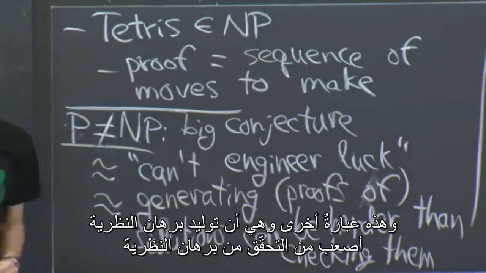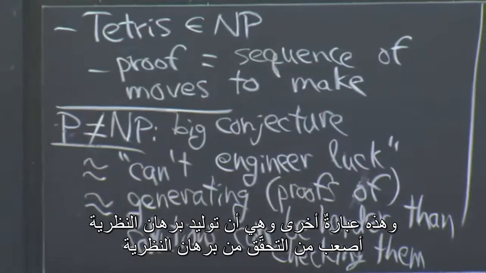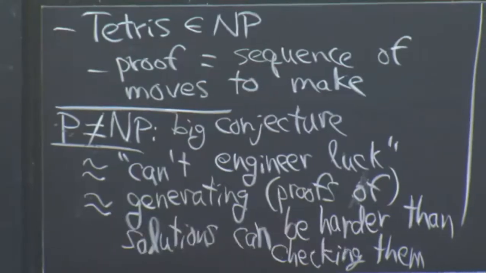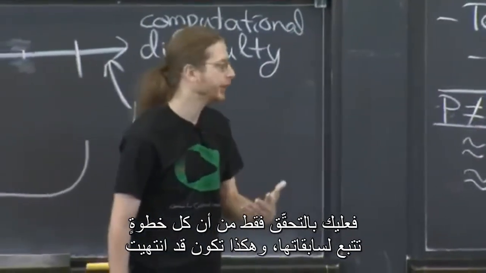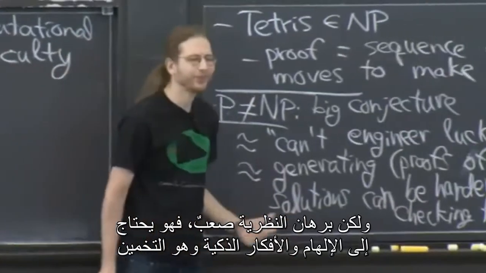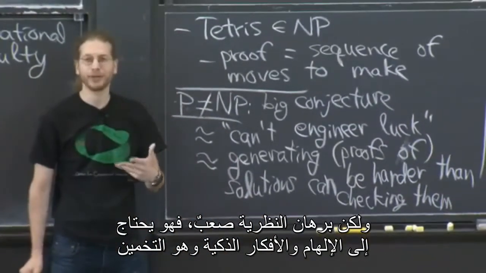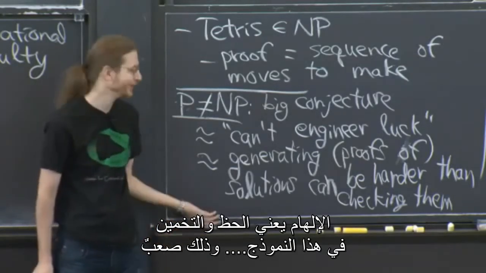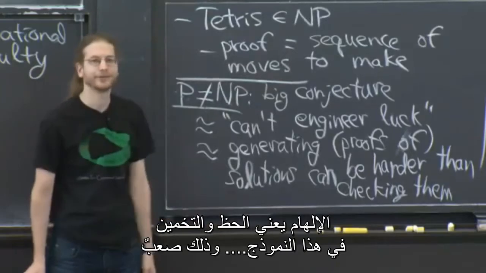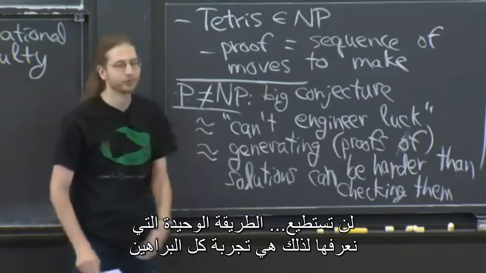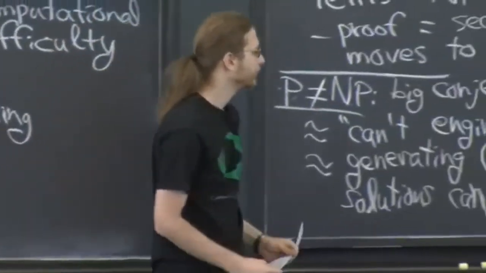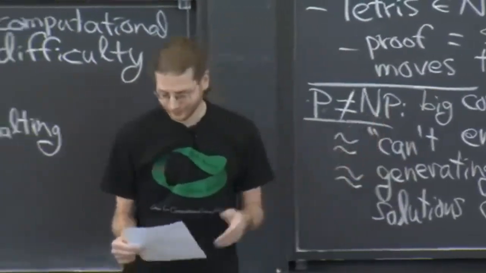Another phrasing is it's harder to generate a proof of a theorem than it is to check the proof of a theorem. We all know checking the proof of a theorem should be easy if you write it precisely. Just make sure each step follows from the previous ones. Done. But proving a theorem, that's hard. You need inspiration. You need some clever idea. That's guessing. Inspiration equals luck equals guessing in this model. And that's hard. The only way we know is to try all the proofs, see which of them work.